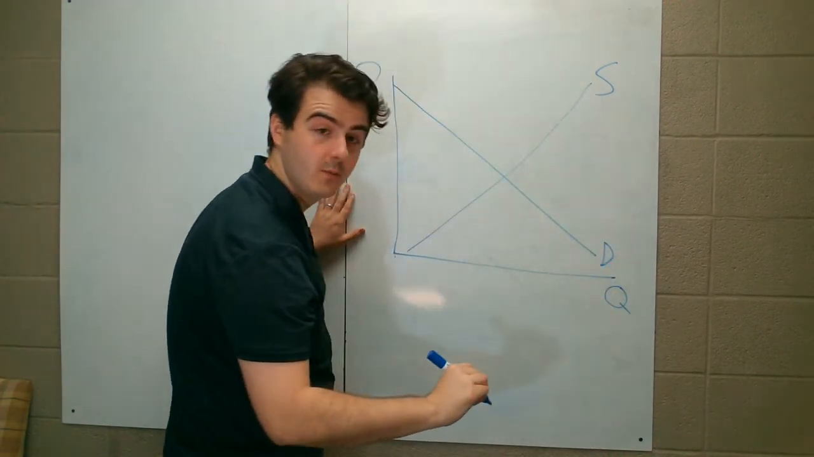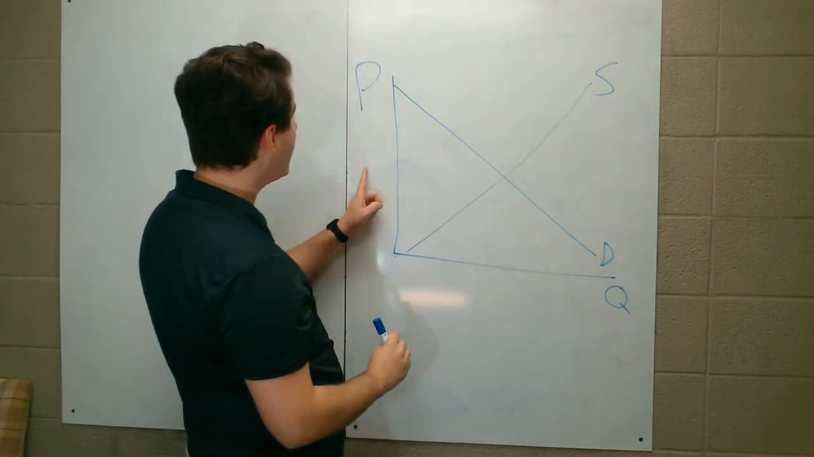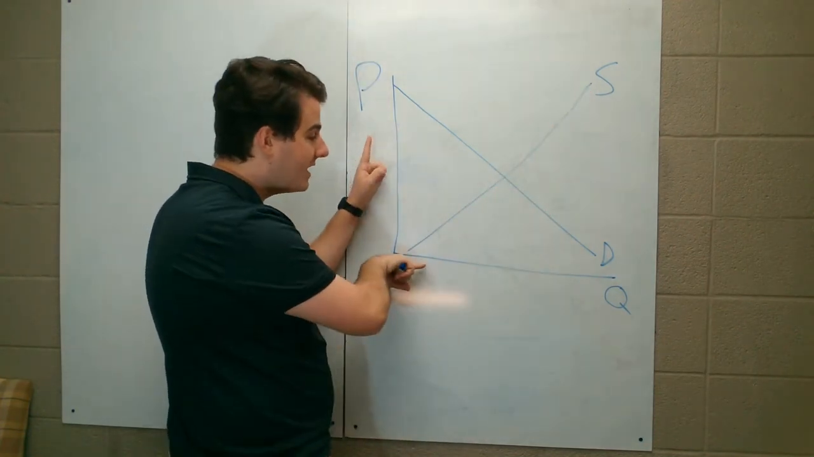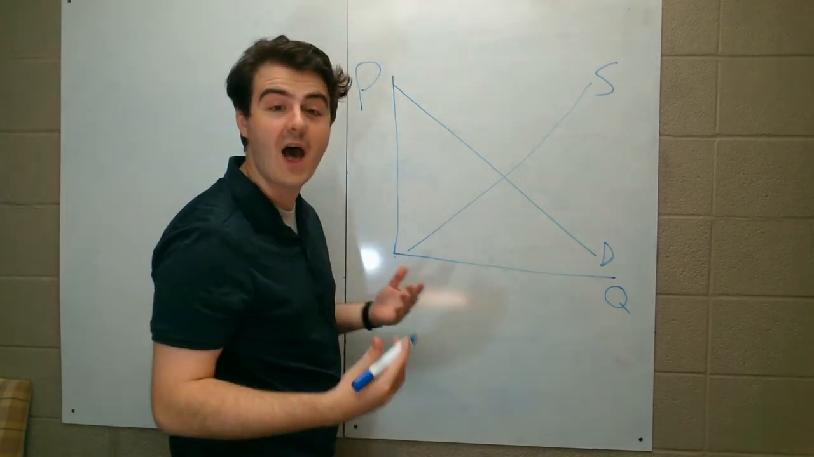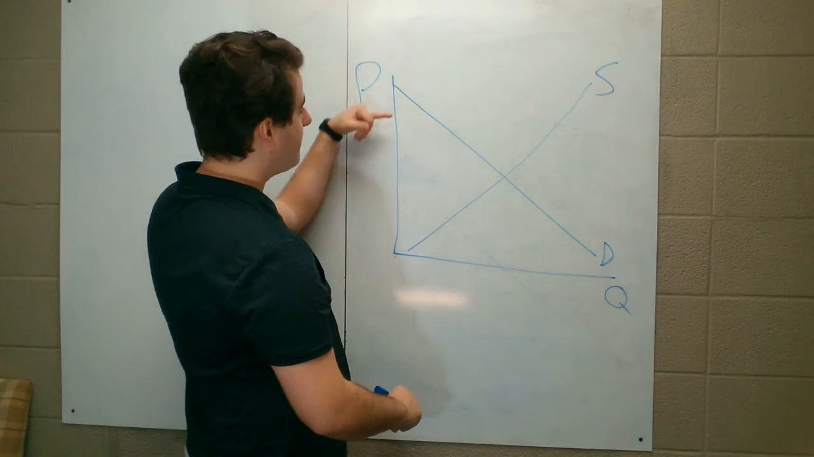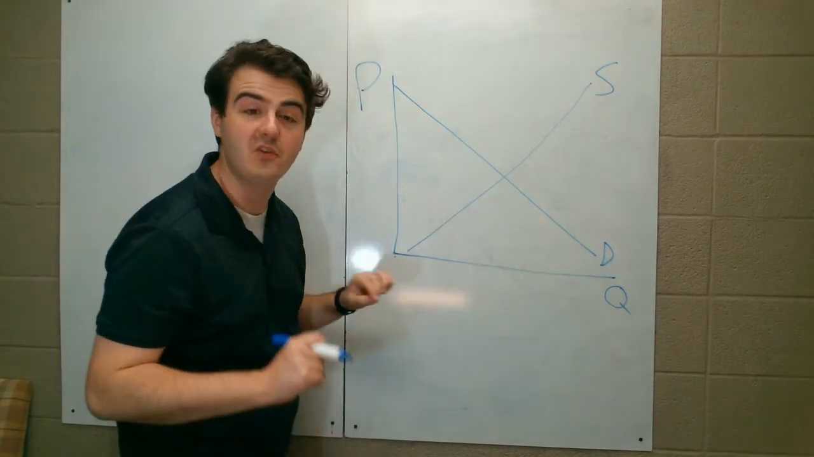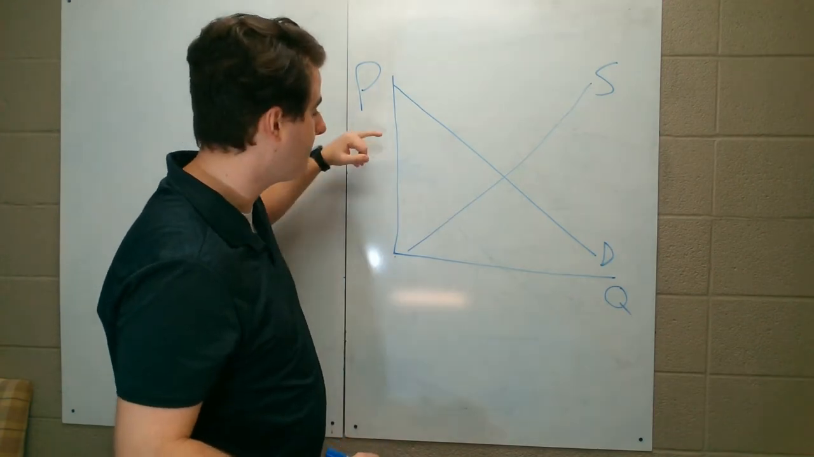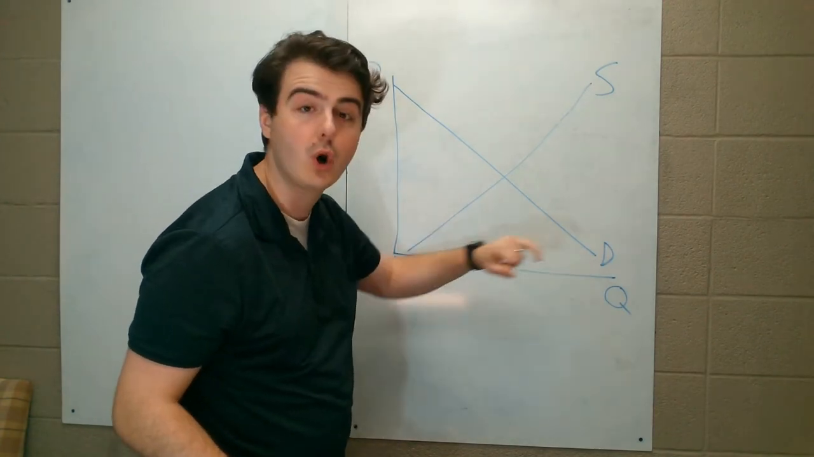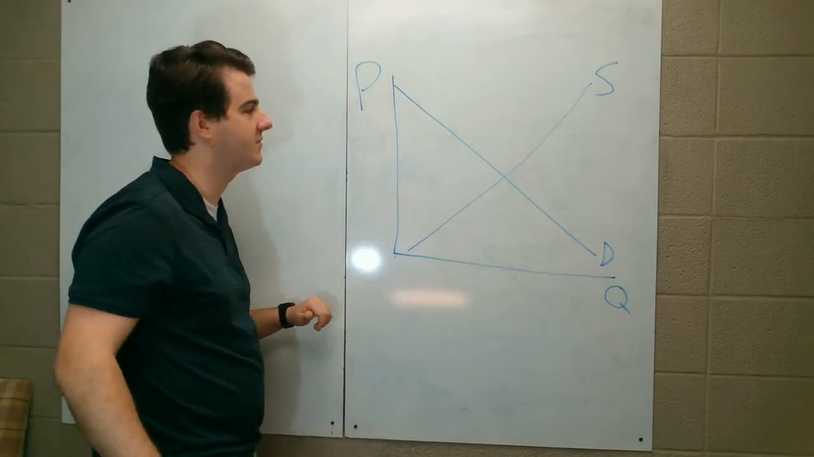And a quick review. Supply is upward sloping because as price goes up, quantity supplied goes up. The higher the price, the more suppliers will make. And demand is downward sloping because the higher the price, the less we want to buy. We want to buy more at lower prices. All right? Everybody understand that? Cool. Glad we're on the same page.